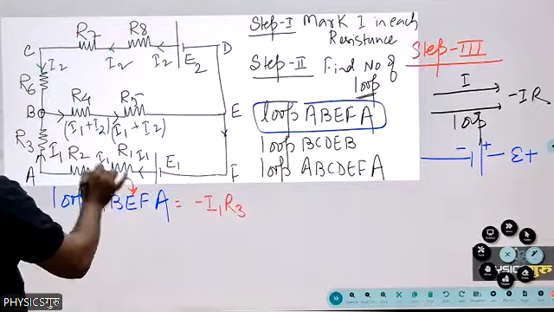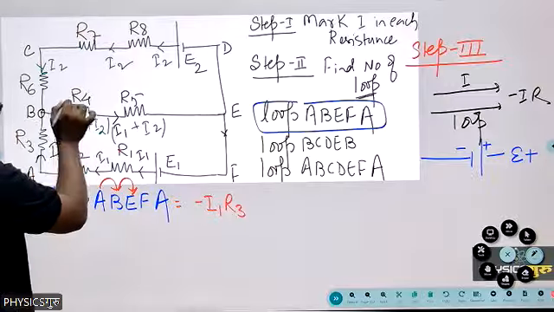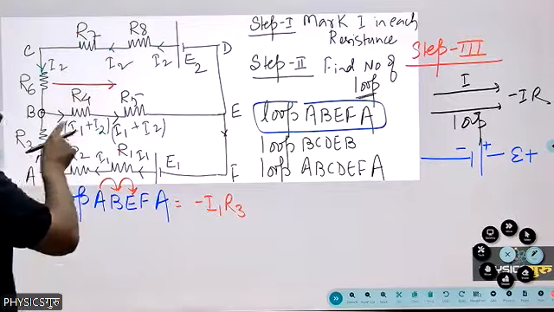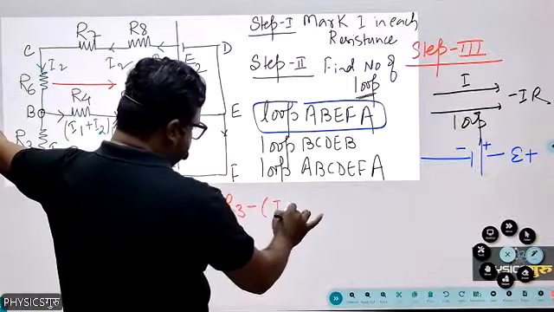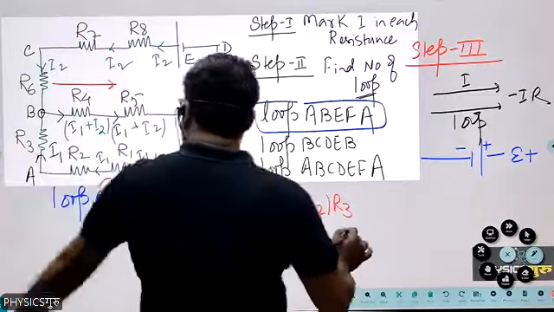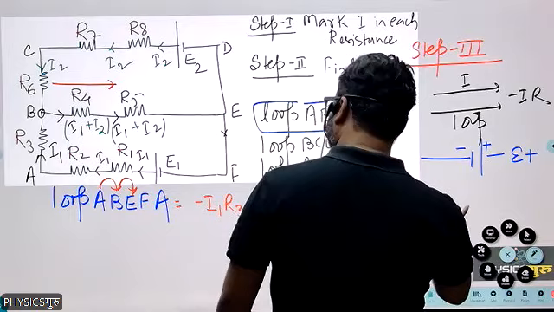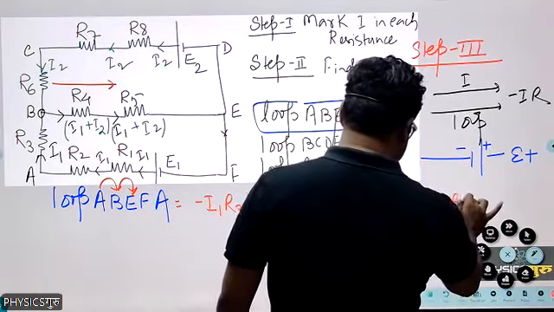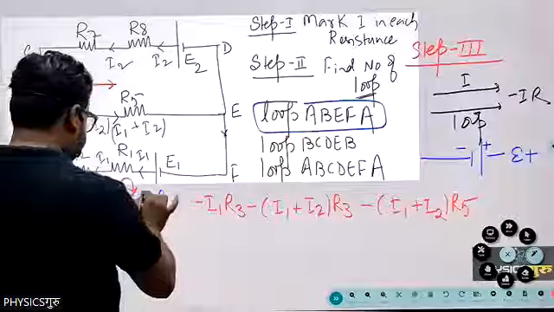Now from B to E, we are moving in this direction. Current is also moving in the same direction, so I into R is negative. So minus I1 R3, plus I2 times R5. So we are right now at this position E.